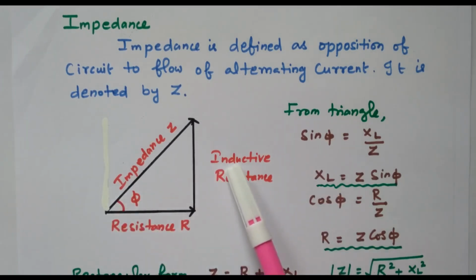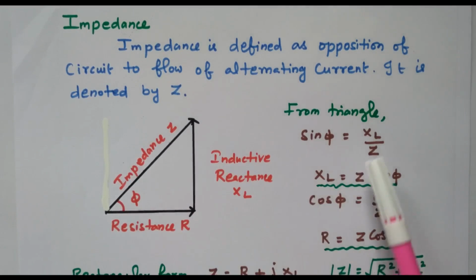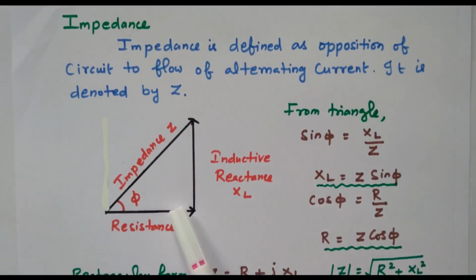Sin phi is nothing but opposite side by hypotenuse, XL divided by Z. We cross multiply this so that XL equals Z into sin phi. So we can find XL by using this formula, Z sin phi. Then find cos phi. Cos phi equals adjacent side by hypotenuse, R divided by Z. Cross multiply this so that R equals Z cos phi. So we can find the R value by using this expression, and similarly the XL value from the other expression.